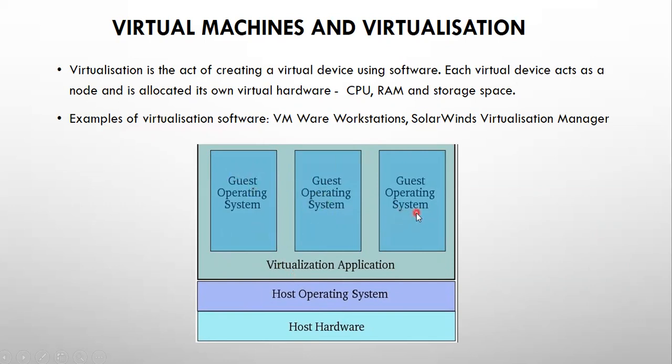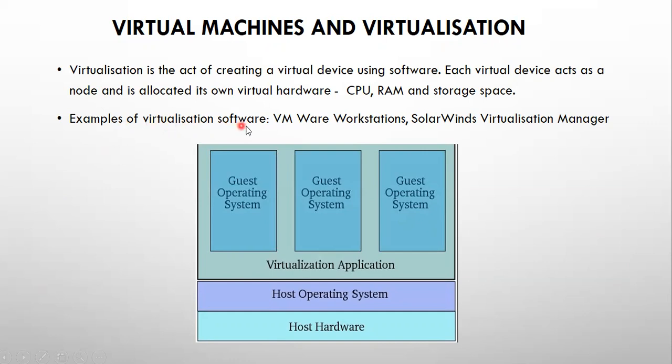So on each one of these three virtual machines, you can install an operating system, and the operating system is allocated its own virtual hardware. So from the CPU of your entire original machine, you allocate a CPU for each of your virtual machines. You are allocated RAM and you are allocated storage. So it's one machine, but using a virtualization application, you're able to now create three machines. They are virtual machines because they are not physically three machines.